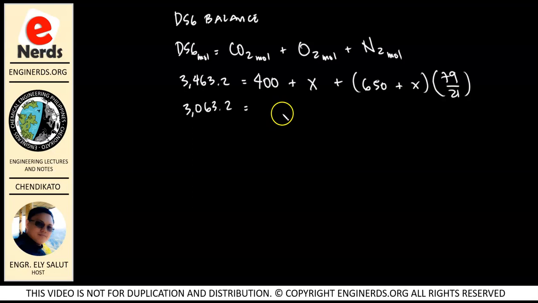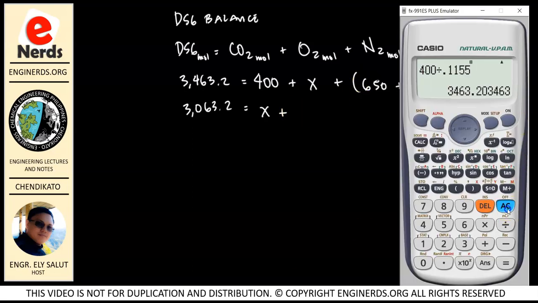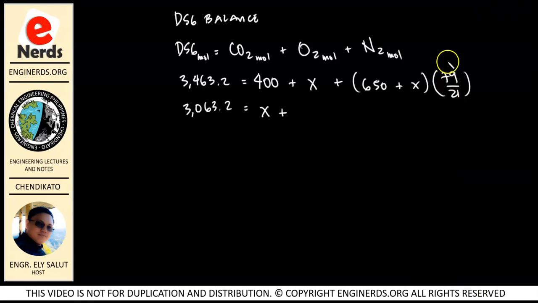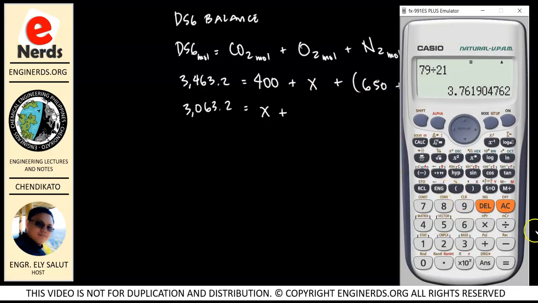Alright? So, we have here x plus, now, 79 over 21. So that we won't have difficulty, let's get its ratio in decimal form, which is 3.762. Okay, so 3.762. Let's distribute it. So, 3.762 times 650, which is 2,445.24.